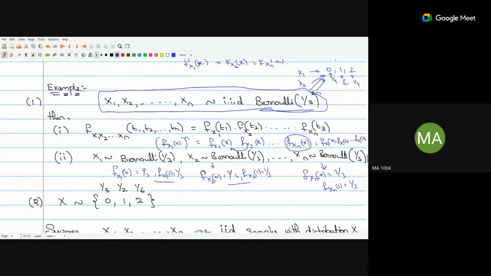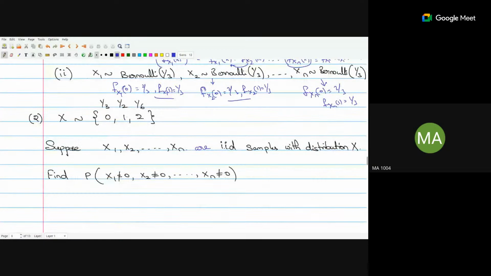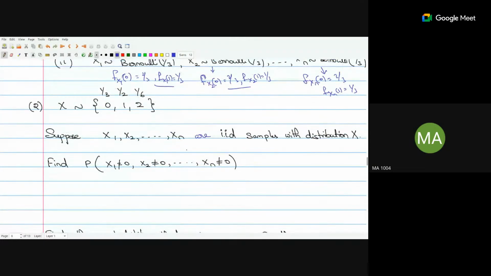Similarly, I have one more example here. So let's try to understand this particular random variable. x takes values 0, 1, 2 with probability 1 by 3, 1 by 2, 1 by 6. Here my random variable x is not uniform, so you have to observe that first. And now what I said is, suppose x1 to xn are IID samples with distribution x. What does this mean? Understand this first.